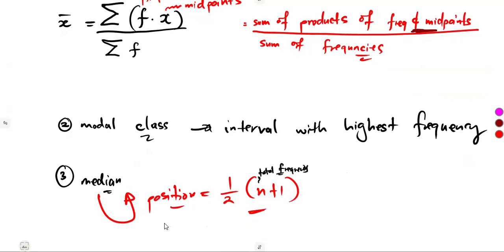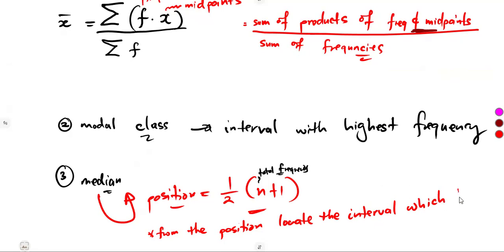From the position, locate the median class. Locate the interval which has the median. Let's just locate the interval so that we do not confuse you with a lot of things. Just locate the interval. That is where the median lies, in that interval. Okay?